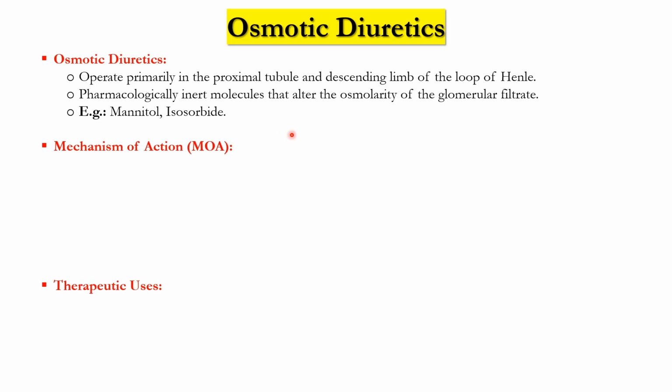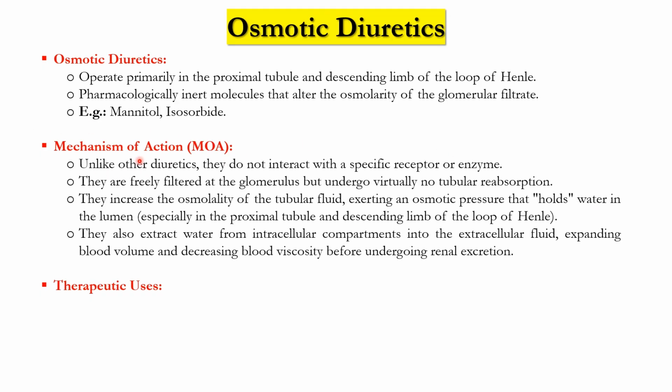There are a number of simple hydrophilic chemical substances that are filtered through the glomerulus, such as mannitol and isosorbide. Mannitol is the prototype of the group. These molecules have the ability to carry water within them in the tubular fluid. When we look at the mechanism of action of osmotic diuretics, unlike other diuretics, they do not interact with a specific receptor or enzyme.